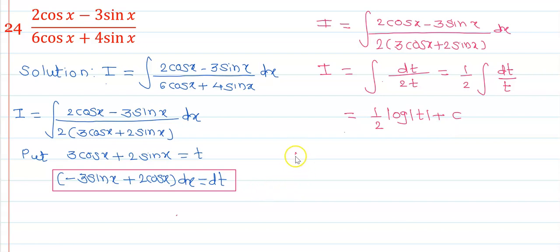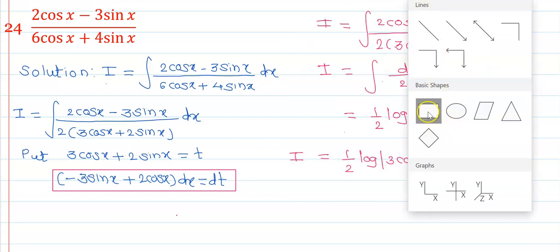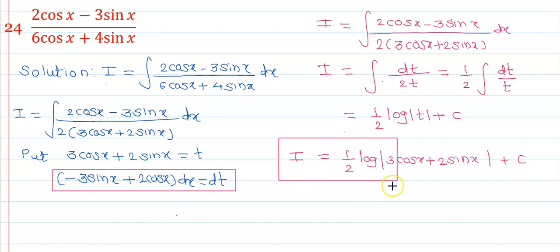And hence I is equal to 1 upon 2 log of mod of (3 cos x plus 2 sin x), mod complete, plus c. This is the answer. You can see this.